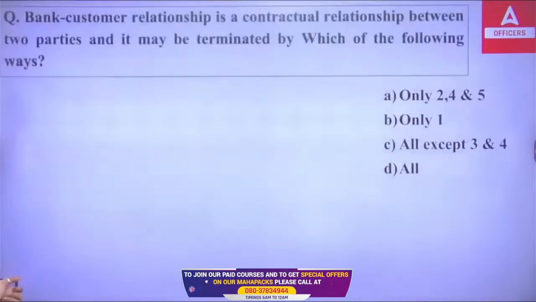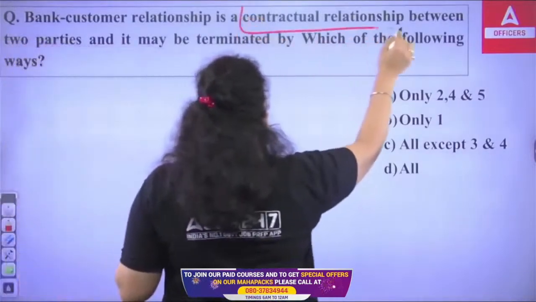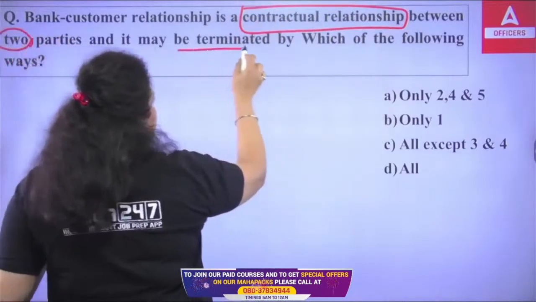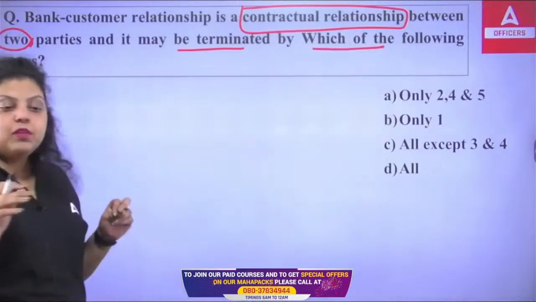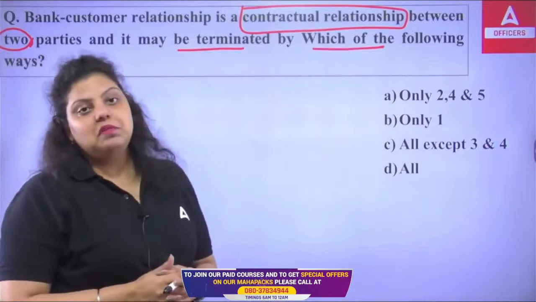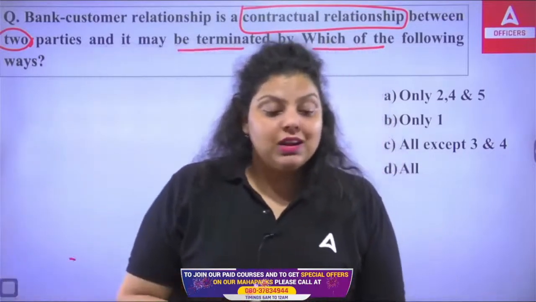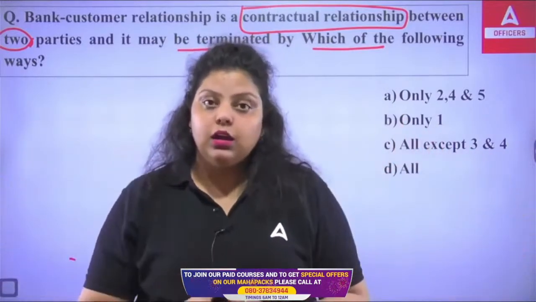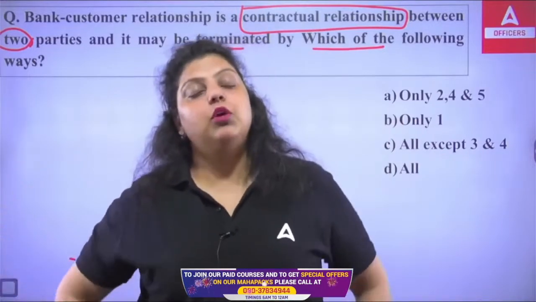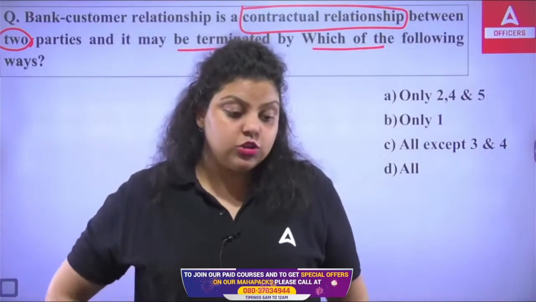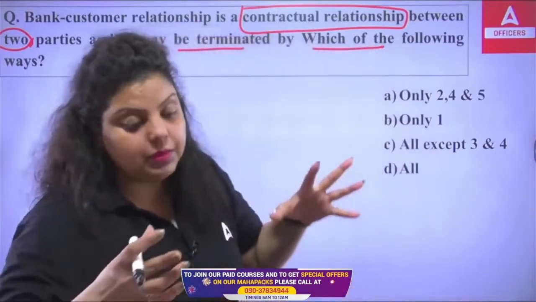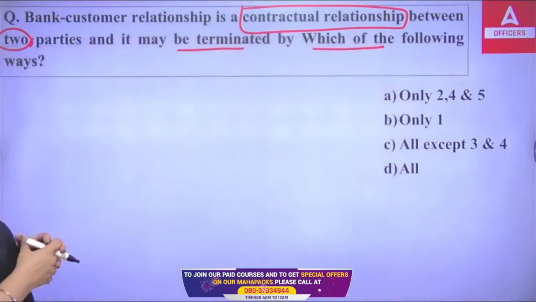Okay, next question. Now, bank customer relationship is what? It's a contractual relationship between two parties, and it may be terminated by which of the following ways. So every time bank and customer have a relation, that's a contractual relationship. Contractual relationship simply means bank and customer have become the partner of each other in performing a certain service or product, financial products and services, and they are helping each other in their requirements. So they have created a contract among them, and accordingly they are working together.